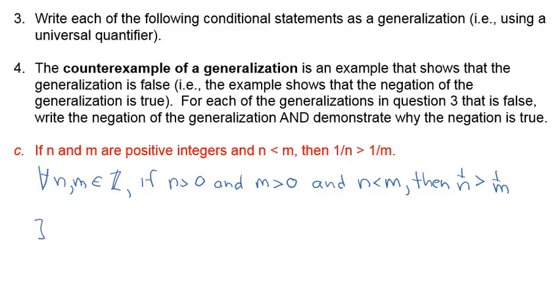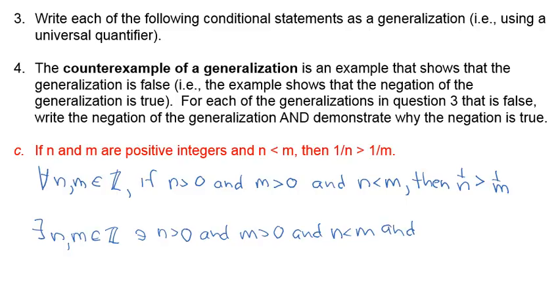Negation would be there exists an n and m in the integers such that p and not q, so such that n is positive and m is positive and n is less than m, so that's our p, and not q, so 1 over n is less than or equal to 1 over m.